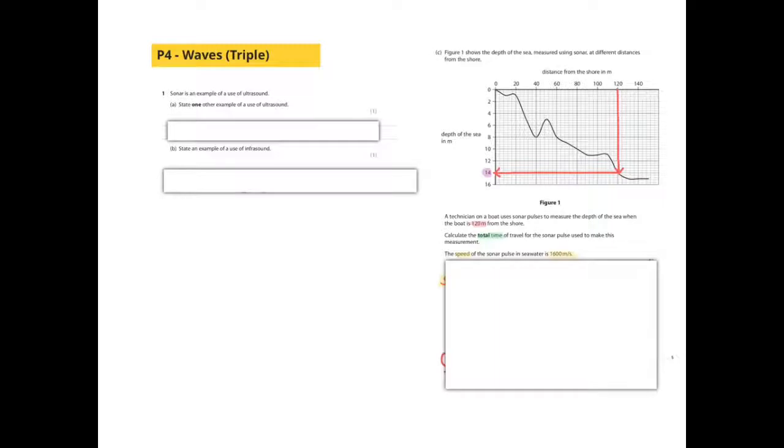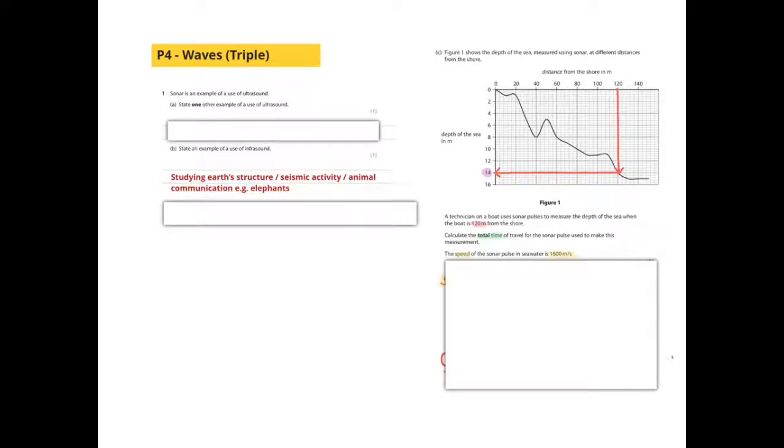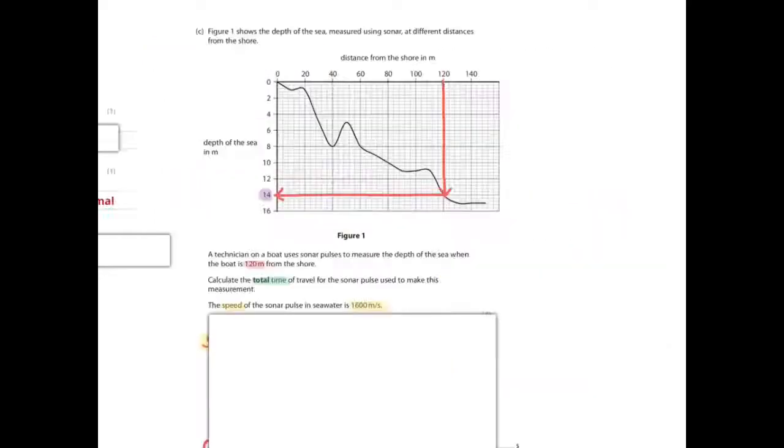State one example of a use of infrasound. So infrasound are frequencies below 20 hertz, whereas ultrasound are above 20,000 hertz, so just above and below our hearing range. So we can use infrasound to study Earth's structure, seismic activity, animal communication. Large animals communicate using infrasound, such as elephants.